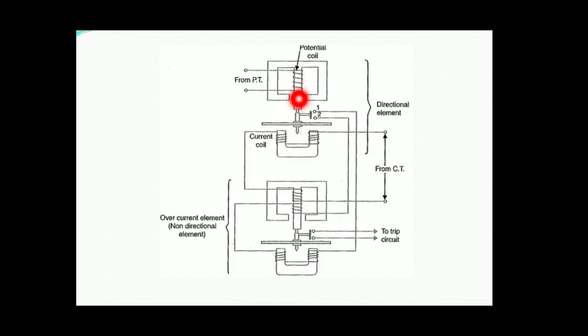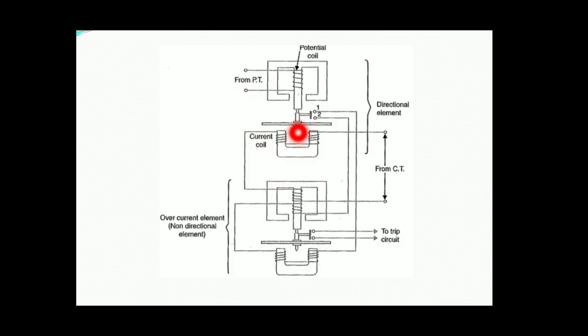The winding will be carried on the central limb of the upper magnet that will be connected to the PT, and the lower magnet carrying the current coil. The potential coil of this element is connected to the PT of the system voltage.